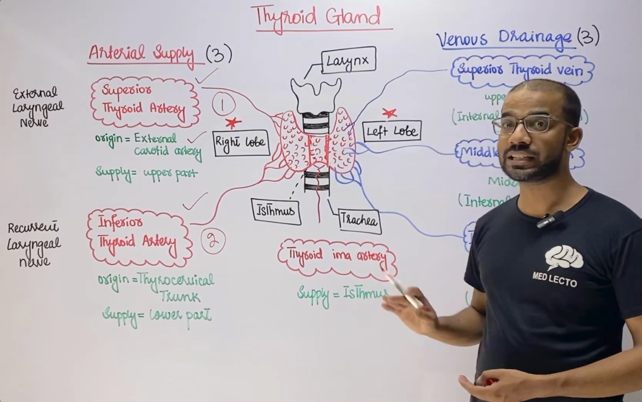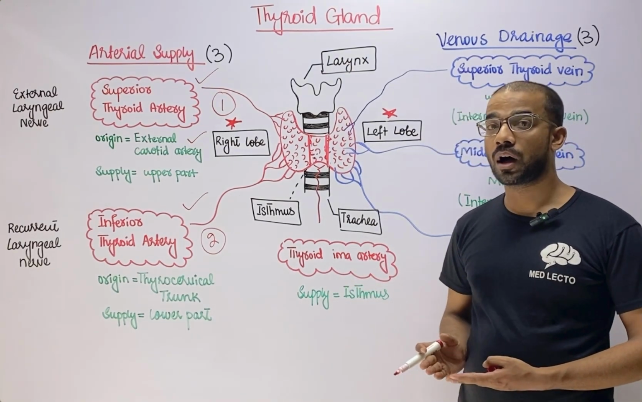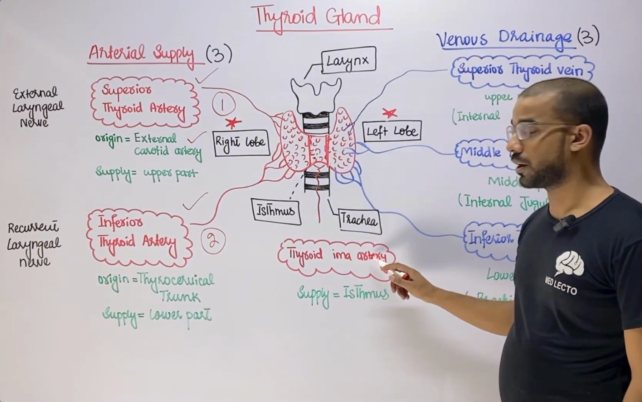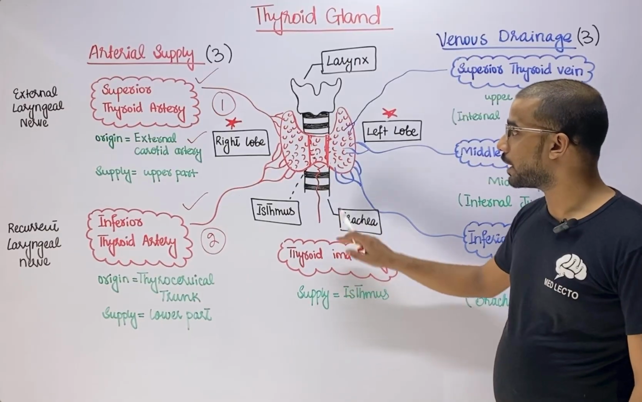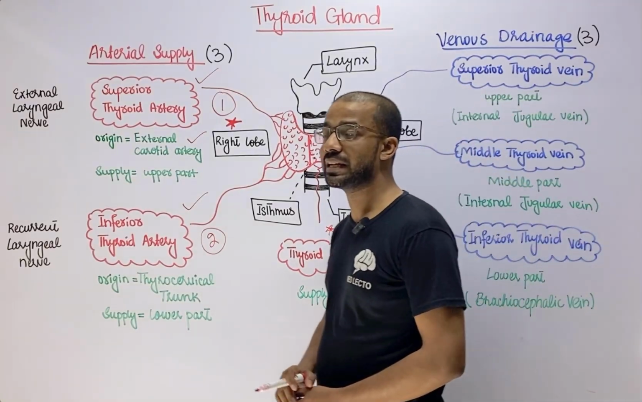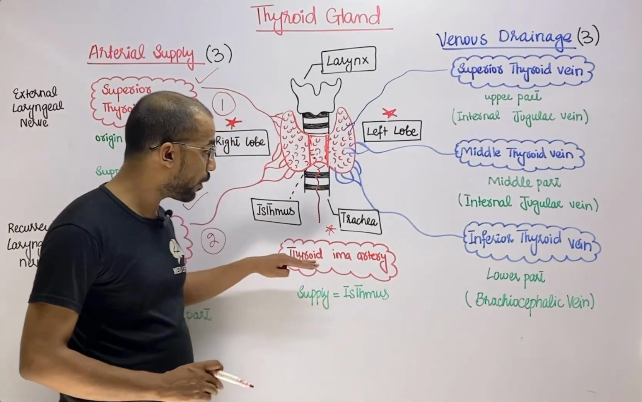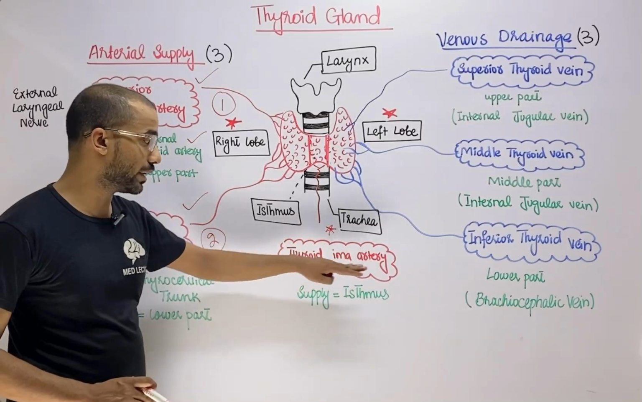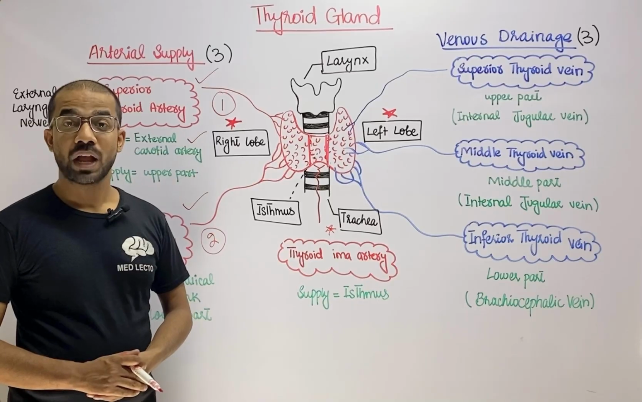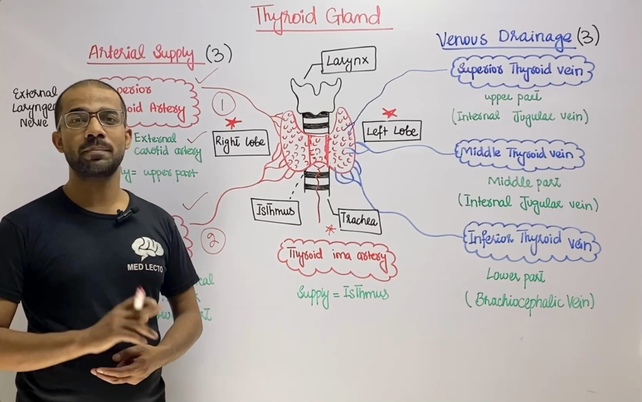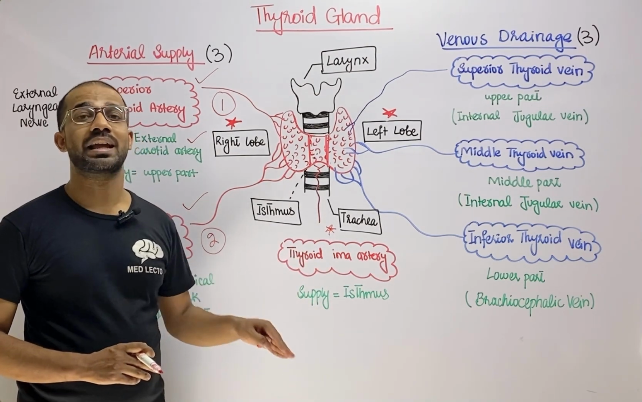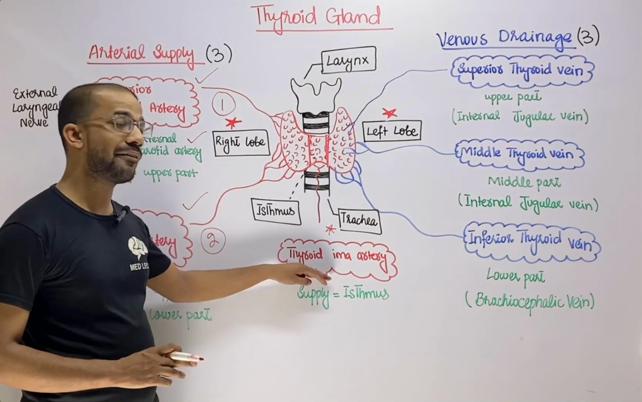And third, that is variable. It is present in some persons, while some persons don't have it. This thyroid artery will supply blood to the isthmus. This artery will not be present in every person. So that is the important thing about the thyroid artery that supplies blood to the isthmus. So these are the three most important arteries. Two must be present in everybody, while this artery can be present or cannot be present. So it is a variable artery.